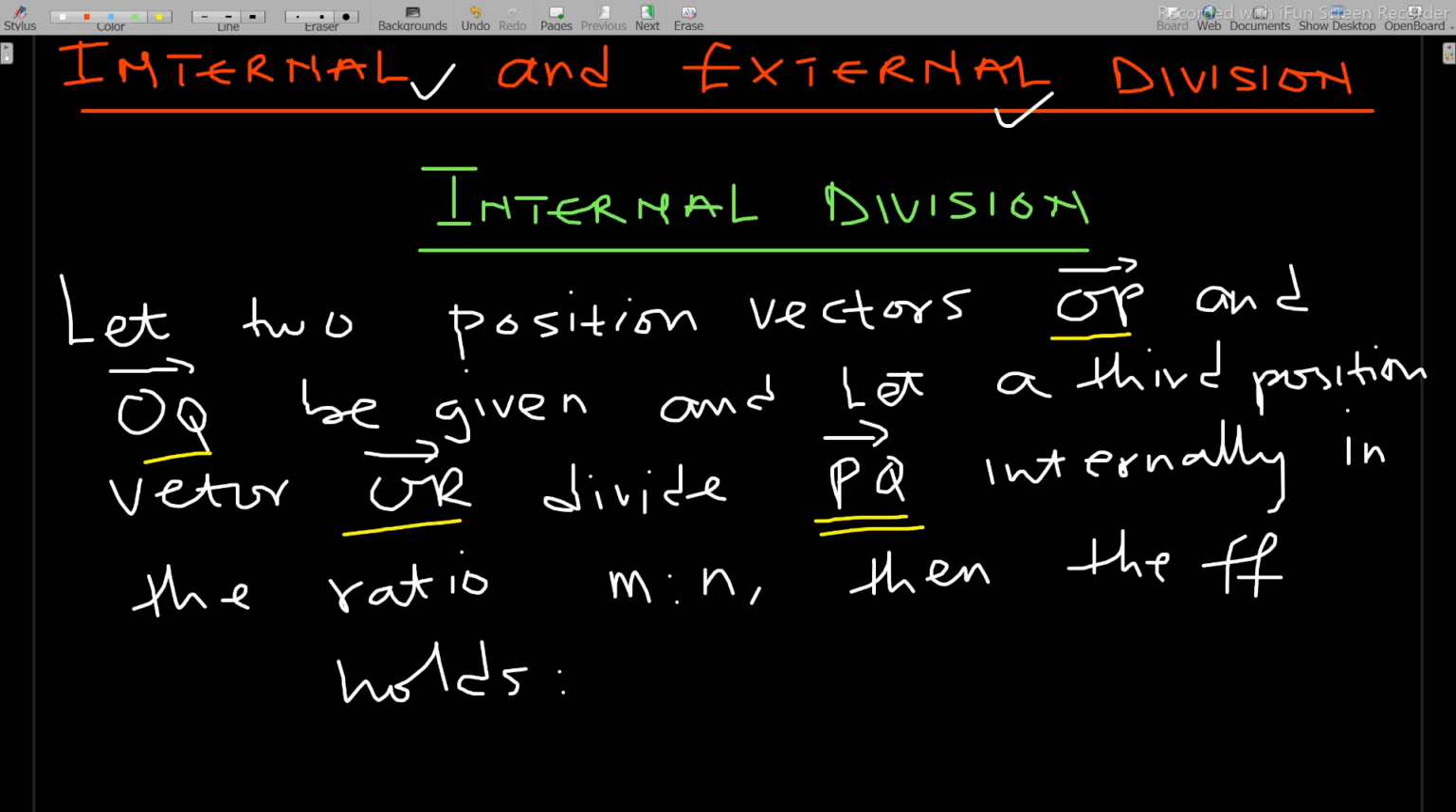This is very important. Internally, in the ratio M is to N. You see, the line segment that this third point is dividing is PQ. The direction of the arrows is very, very important. It can be QP. That will be a different case, okay? So when you're dealing with vectors, your directions are very, very important. Then the following holds.